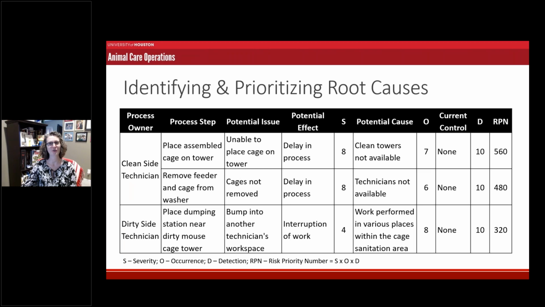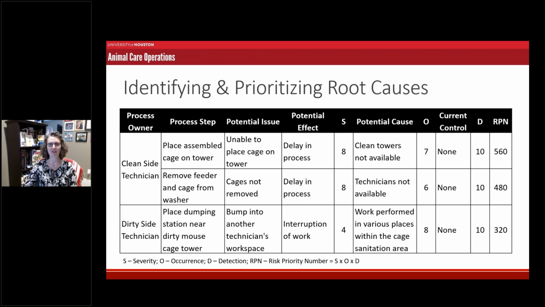So what I can show you now is the actual results of using that methodology when we look through that cage sanitation process and think about all the things that could go wrong that are going to lead to waste in the process, and we prioritize those.